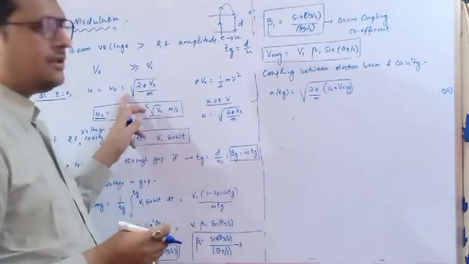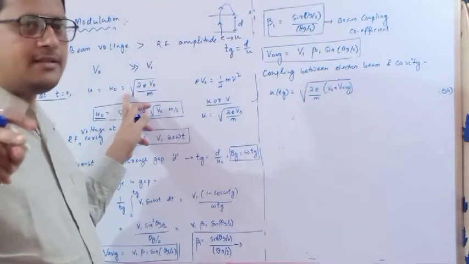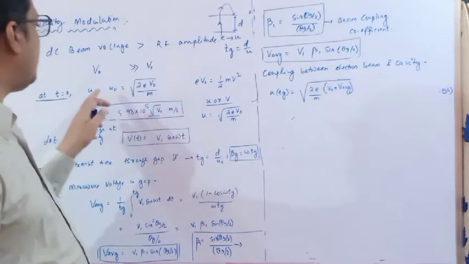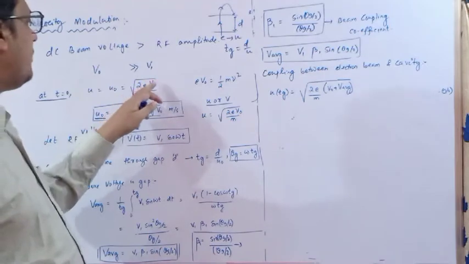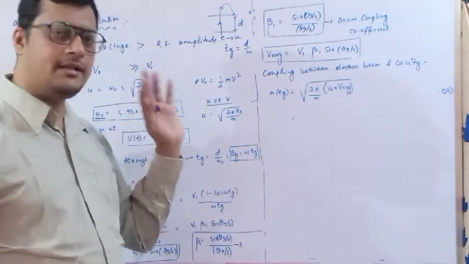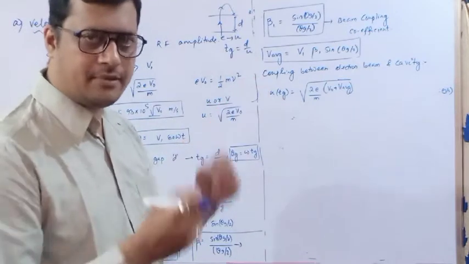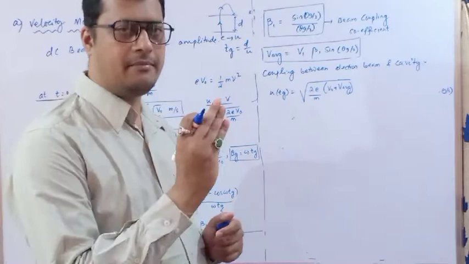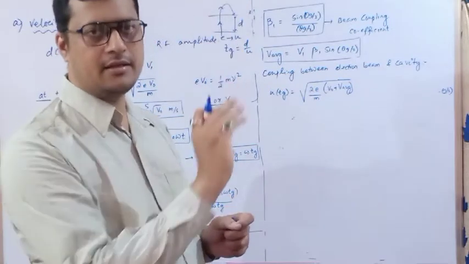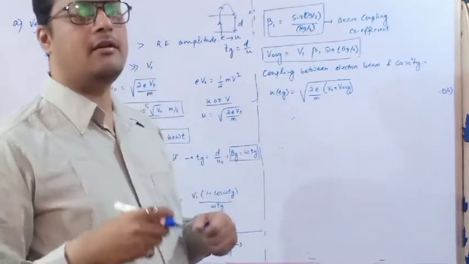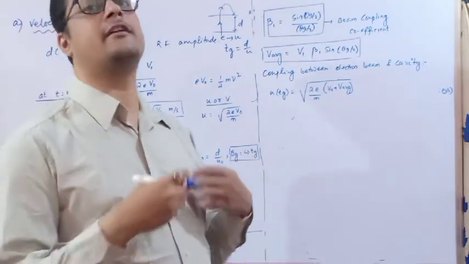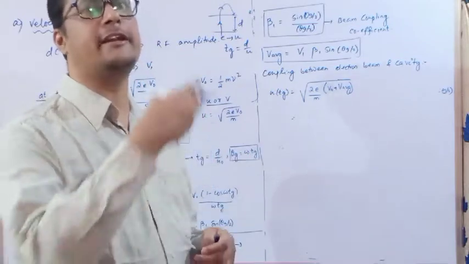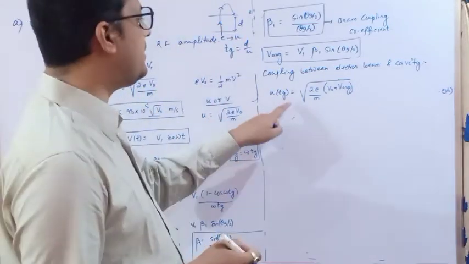Initially, when no external potential is available, only with respect to the DC beam voltage, the velocity is u naught, root of 2e V naught by m. But when the same electron enters that particular cavity, while crossing that gap and moving towards the repeller, it will face some sort of energy, and that energy will boost it and the velocity increases. How it will increase, let's see with this relation.